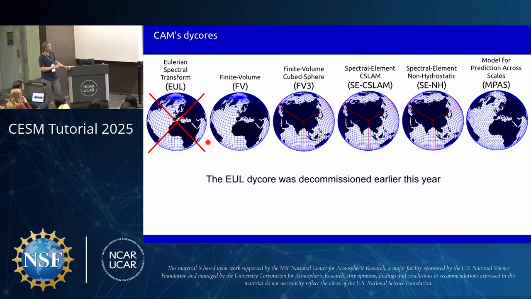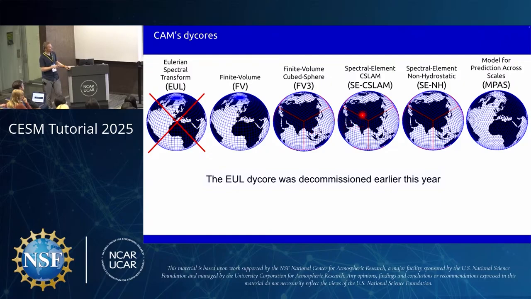Then we have the finite volume workhorse here. It's been used for over 20 years; CAM4, CAM5, CAM6 all use finite volume. It's a good dycore, it's very fast. GFDL, NOAA went away and developed a cube sphere version of this, so we call that FV3. We have that in CESM.